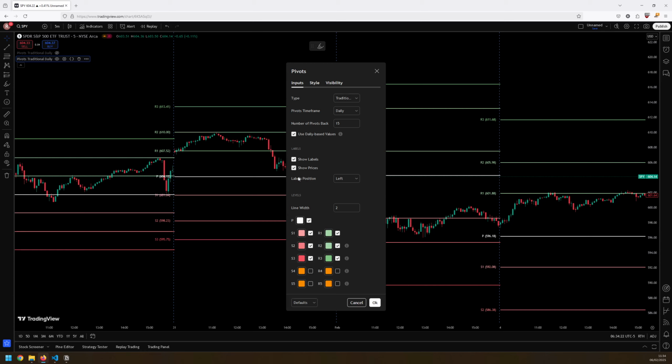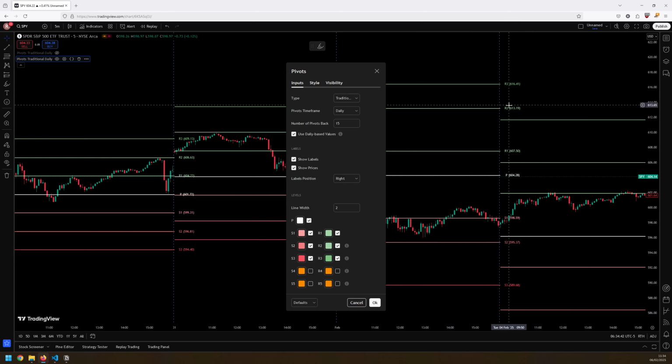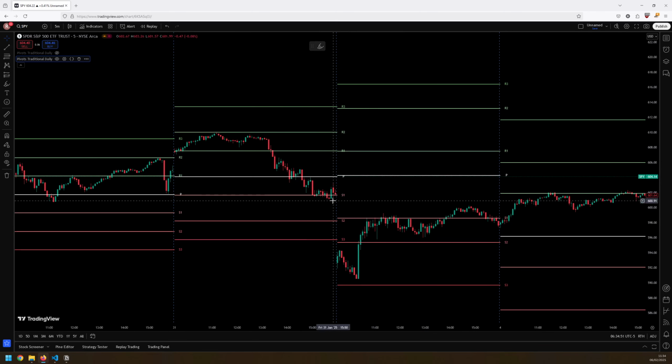Then for the label position, I'm going to set them from left to right. So that's these markers up here. When I change it to right, you'll see that they all jump over to the other side of the pivot. And lastly, I don't need to see the prices of the pivots. So I'm going to untick this show prices box. And now I just have the different pivot lines. Click OK, and that is the pivots configured.